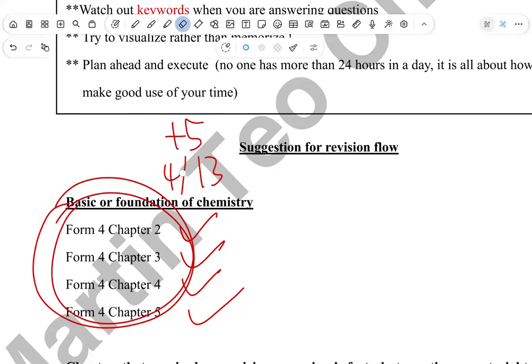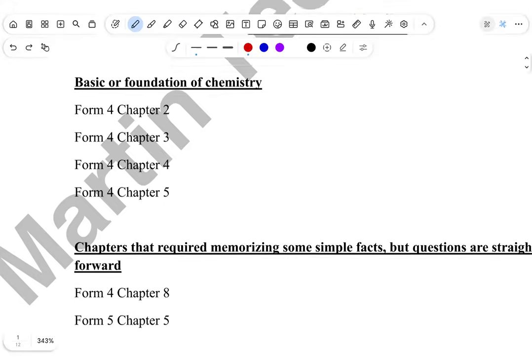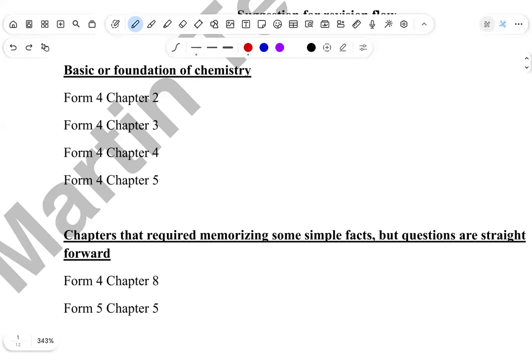So after knowing the basics of your chemistry, then we go for this. These are the chapters that need memorizing, but they are very easy to score. They ask very straightforward questions. Form 4, Chapter 8, Form 5, Chapter 5. For example, in Form 5, Chapter 5 reasoning, the questions are very straightforward, isn't it? They'll ask you medicine, food additive, fat and oil, cleaning agent. Form 4, Chapter 8, they ask you alloy, glass, ceramic. Very straightforward, yeah?